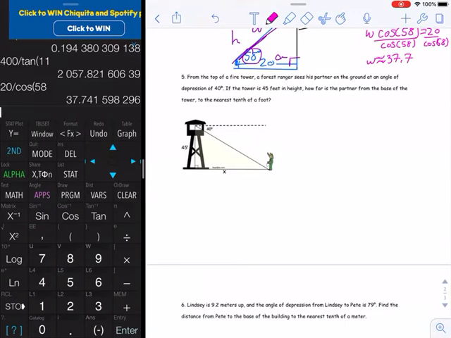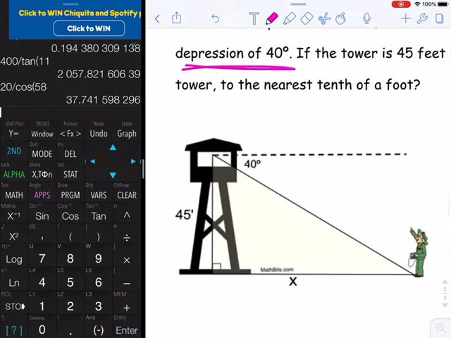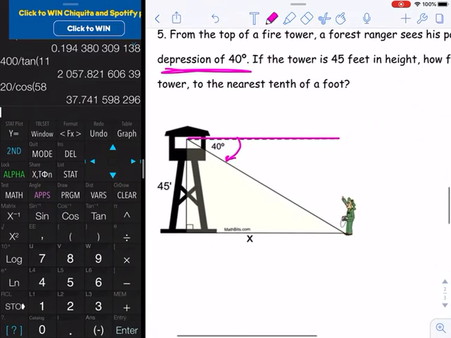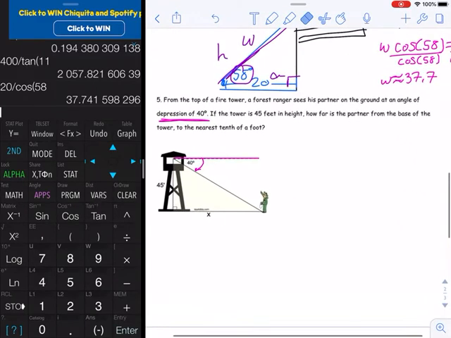Cruising right along. From the top of a fire tower, a forest ranger sees his partner on the ground at an angle of depression of 40 degrees. So let's stop right there. Depression of 40 degrees, you're looking straight out and then down. Alright, that's the angle of depression. A lot of times people say, well, this is 40 degrees, that's the angle of depression. That's false. Common mistake. Don't make that common mistake.